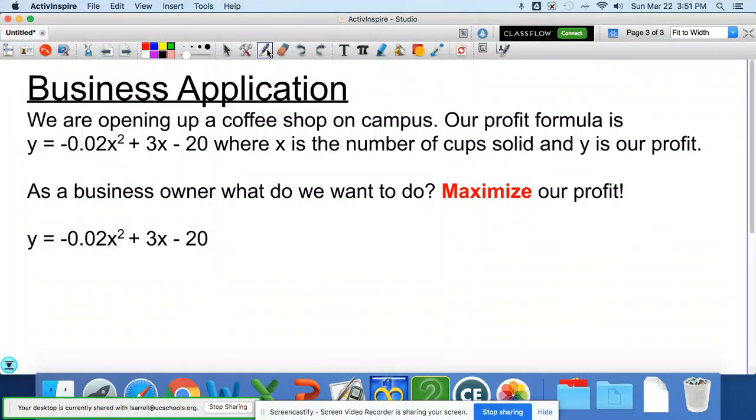We're opening up a coffee shop on campus. Okay, we were given this profit formula. Someone probably worked it out for us. Maybe it's 2 cents is what it costs us to make a cup of coffee, 3 is what we charge for it, maybe it costs us $20 for a startup. This is a quadratic profit function.